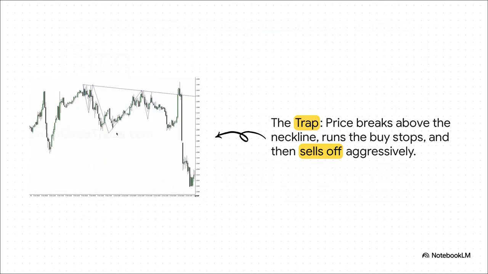And there it is again, like clockwork. Price breaks above the neckline, triggering all those buy orders. This allows institutions to fill their massive short positions at a great price. And as soon as their orders are filled, that buying pressure just vanishes, and the market sells off aggressively, heading straight down, right in the direction of the daily trend. All those buyers are now trapped in losing long positions.